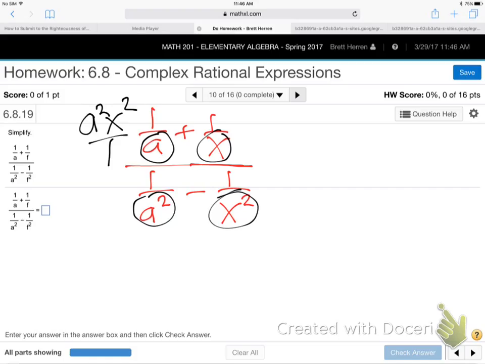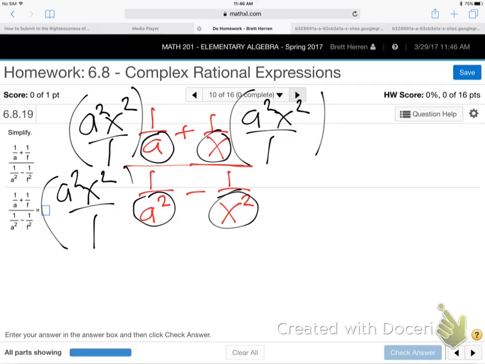Everybody gets it. A squared x squared over 1. Like that. Everybody gets one. Cross cancel. Be careful, there's a lot of letters and powers. Cross cancel and multiply what's left over.